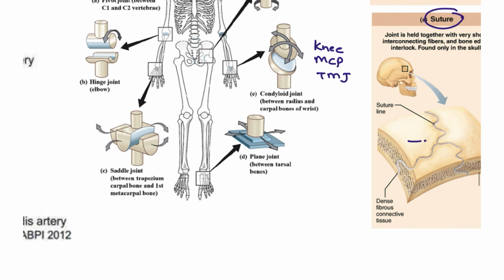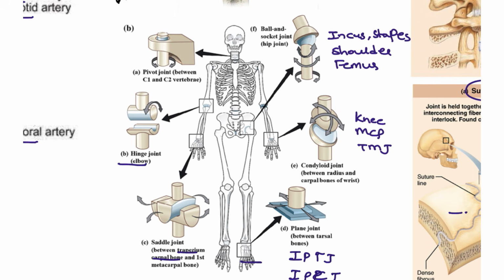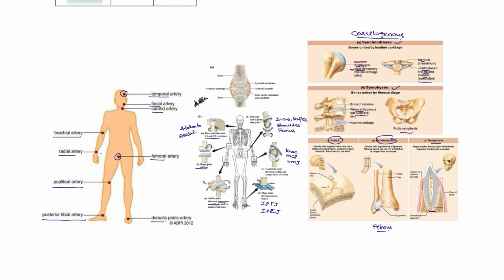Next, plane joint, here you can see this is the one, right? Interphalangeal tarsal joint, interphalangeal carpal joints. Saddle joint is present between the trapezium and the carpal bones, and hinge joint is present in the elbow. The pivot joint is present in the C1 and C2, which is also known as the atlantoaxial joint. These are some of the examples that you have to remember.